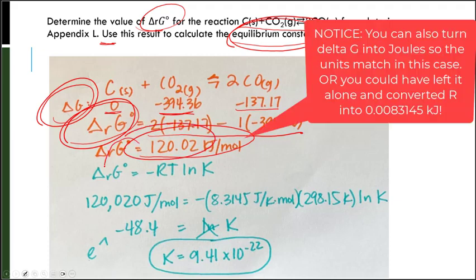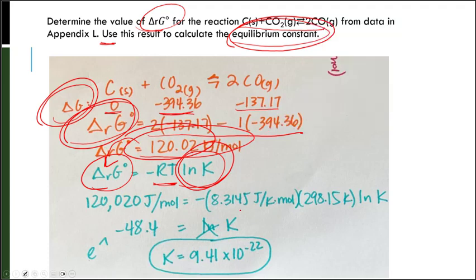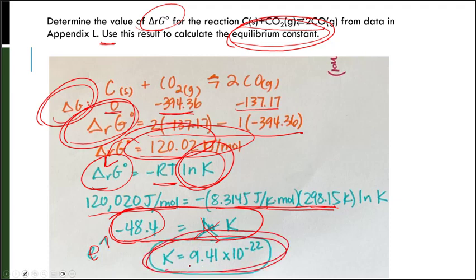Once I knew delta G, I plugged it in here. I know R, I know T, but I have to solve for K. So what I did was I plugged in my R and my T, multiplied them together, and divided both sides by that answer, which gave me negative 48.4 is equal to the natural log of K. To get K by itself, we have to do the inverse of the natural log, which is e raised to that number. If you plug e raised to the negative 48.4 into your calculator, we should get a K value of 9.41 times 10 to the negative 22.